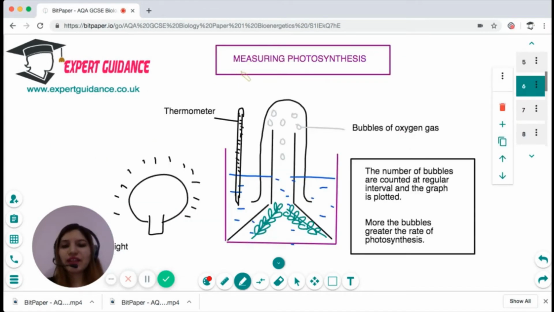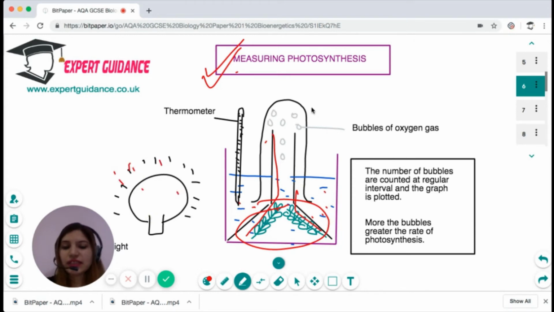Now, you must have done this experiment in school. How do you measure the rate of photosynthesis? We take an aquatic pondweed like Elodea or Hydrilla. We insert it into water. Okay, and then we measure the temperature of the water, and then we bring the light intensity, and we will see the bubbles coming off. The bubbles coming off are of oxygen, which indicates photosynthesis is taking place. The more the bubbles, the greater the rate of photosynthesis.